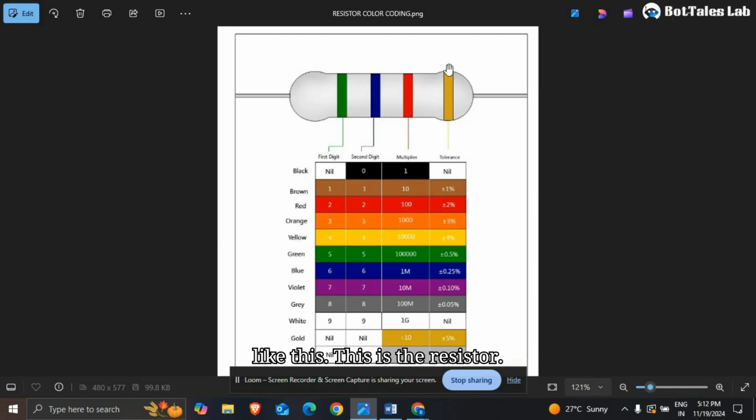Basically, our resistors look like this. This is the resistor. It will have four strips: one, two, three, four. We have different types of resistors, like four-strip and five-strip, depending on our requirement and its specification.